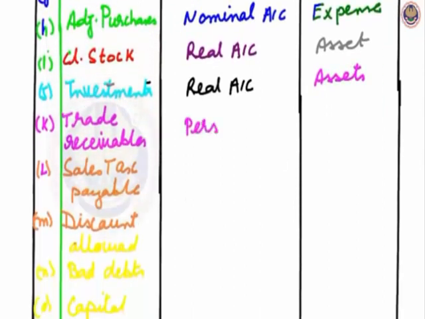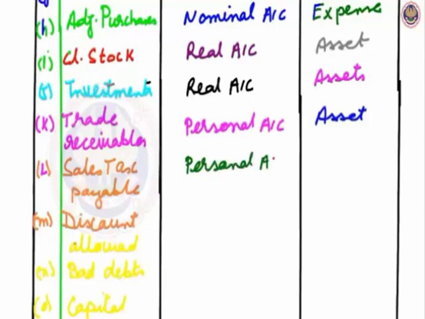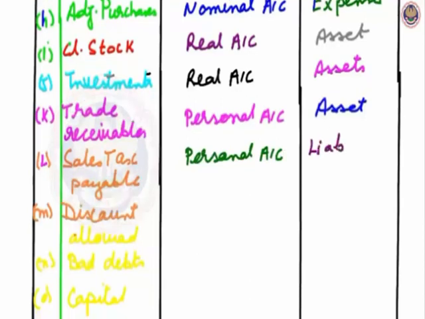Trade receivables. It is a personal account as per the traditional approach. As per the modern approach, it is an asset. It is an amount receivable, so an asset for the business. Sales tax payable. It is a liability for the business. As per the traditional approach, it is a personal account because all liabilities are personal accounts. As per the modern approach, it is a liability.